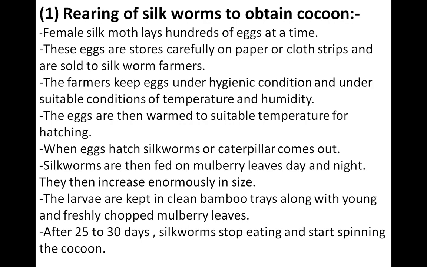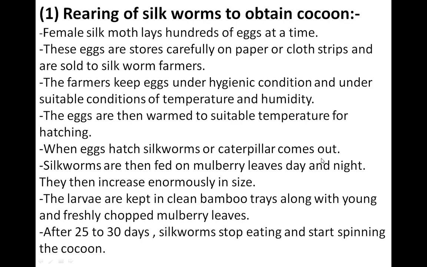Okay, so pay attention. The farmers keep eggs under hygienic conditions. Hygienic means what? Free from microorganisms. And under suitable conditions of temperature and humidity, meaning we are providing a suitable temperature to the eggs. The eggs are then warmed to a suitable temperature for hatching. When eggs hatch, silkworms, the caterpillars, come out, which we have learned in our life cycle process.